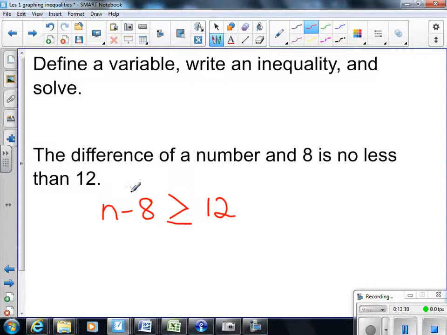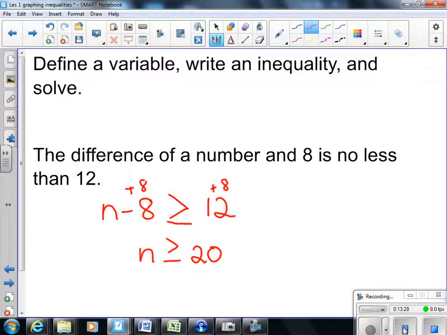Okay, now we're going to solve. So what will that number be? Well, I add 8 to both sides, and I get n is greater than or equal to 20. And then if they ask us to graph it, we could graph that as well. So my number has to be either 20 or larger. Okay, are there any questions?